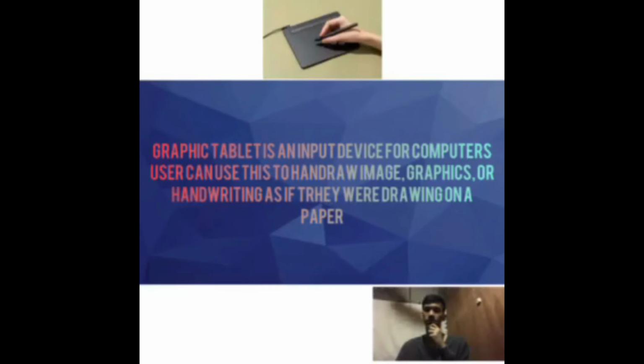The seventh example is a graphic tablet. It is an input device for computers. Users can use this to hand draw images, graphics, or handwriting, as if they were drawing on paper.